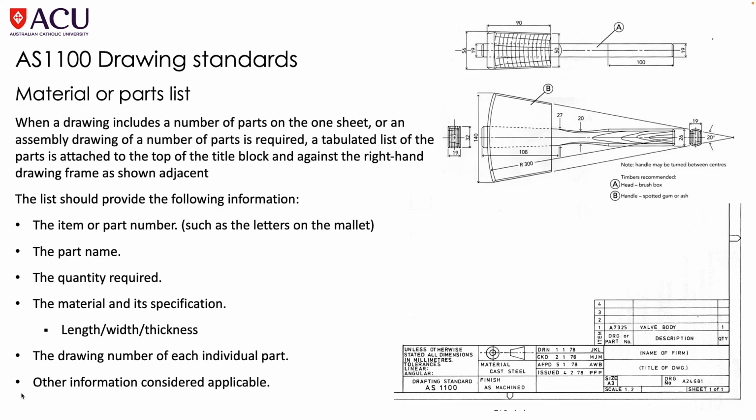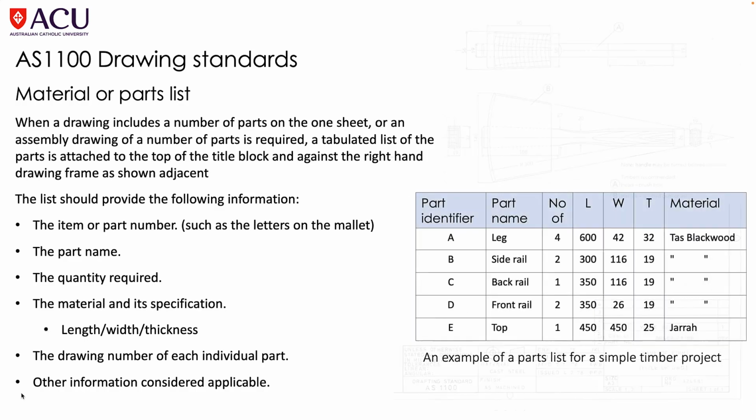So I've included the mallet drawing there because it shows that there's two parts. There's part A and there's part B. The part name, the quantity required, the material and its specification. And in the case of working with timber, that's specifically length, width, thickness, the drawing number of each individual part, other information as considered applicable. So you'll see here, this is a very basic parts list for a simple timber project, and it could look exactly like this.